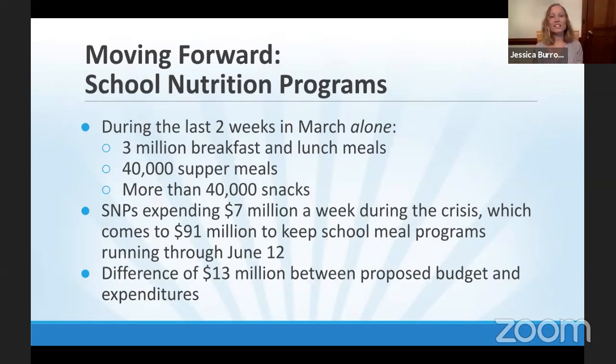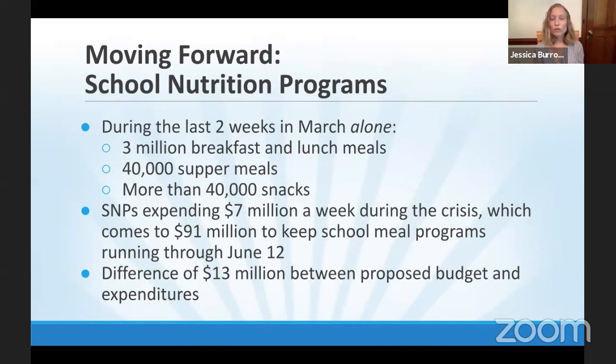And so the current package that's being recommended is 78 million. However, school nutrition programs statewide are expending $7 million each week of this crisis. And because of the date when it started, March 14th to June 12th, it is estimated that they will expend $91 million to keep school meal programs running through June 12th. This is a difference of $13 million between what was proposed and what is necessary to keep the programs coming.